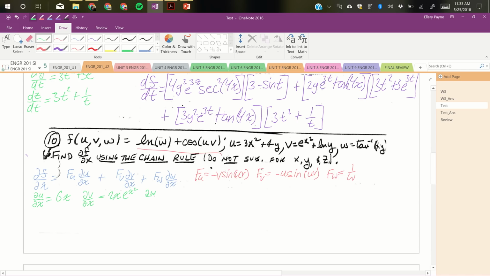So now I have to do partial of w with respect to x. And we have tangent inverse of xy. Ooh, that's a doozy. I don't know if I remember that one. I believe it's the derivative of the inside still. So the derivative of xy would be y, over, I think the derivative of tangent is 1 plus x squared. I could double check that. Or it would be 1 plus u squared. So it would be 1 plus x squared y squared.